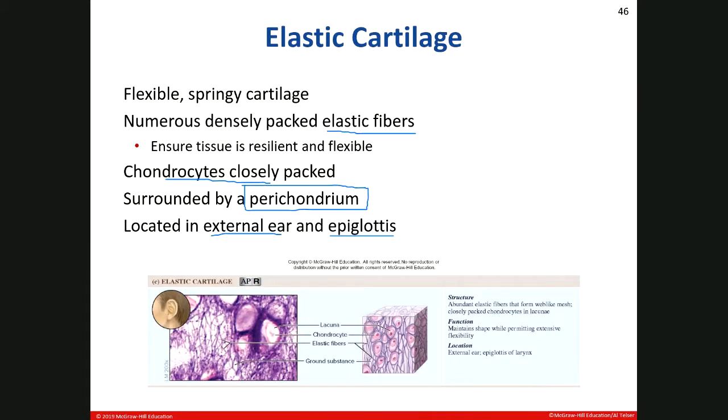Correct. The epiglottis will close over the opening there, so nothing gets into your respiratory system. And the elastic cartilage allows it to snap back open when you're done swallowing. Because if it didn't snap back open, it would stay over the glottis, which is the opening to your trachea, and you would suffocate and die.